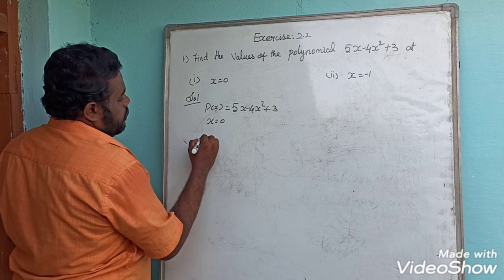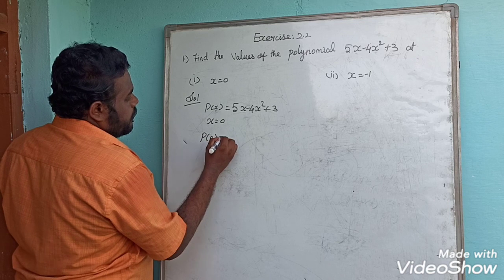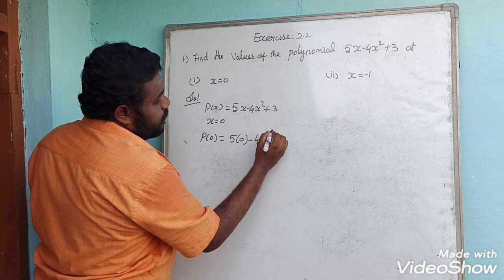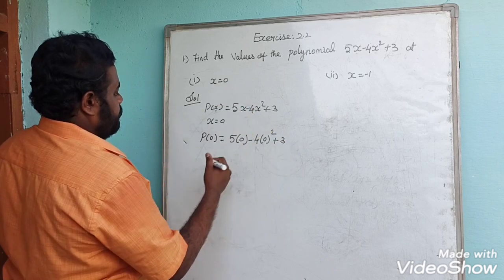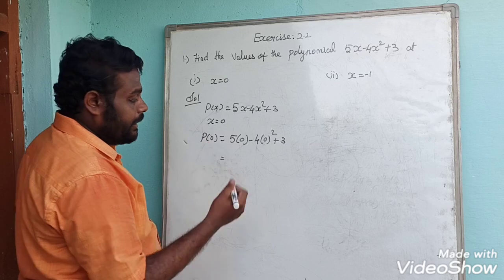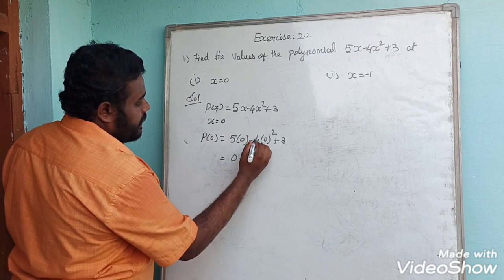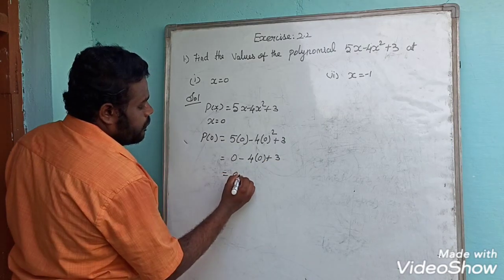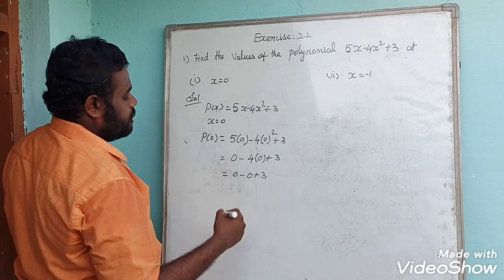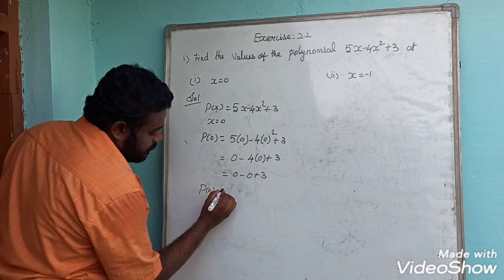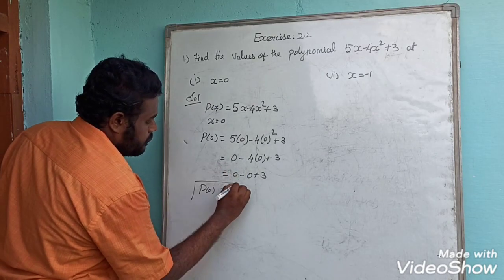x equal to 0. So P of 0 equal to 5 into 0 minus 4 into 0 whole square plus 3, which is equal to 0. You multiply 0 with anything, we get 0. Minus 4 into 0 plus 3. Here 0 minus 0 plus 3. So 0 minus 0 we get 0. So finally we get P of 0 equal to 3.